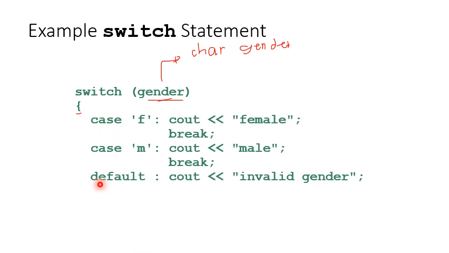Your default, you type or write default, then colon, then cout invalid gender, and then semicolon. So it means if the user doesn't type or press F nor M, it will go directly to the default value, meaning it is an invalid gender. Then end your switch statement with close braces.